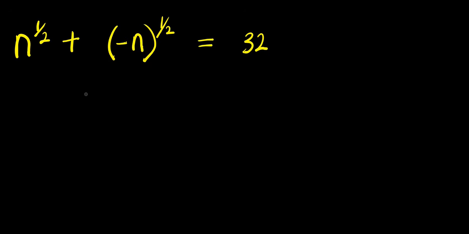Hello, how do we solve this exponential problem? We have n to the power of 1/2 plus negative n to the power of 1/2 equals 32. We are solving for all values of n that satisfy this equation. Now, a power of 1/2 equals the square root.